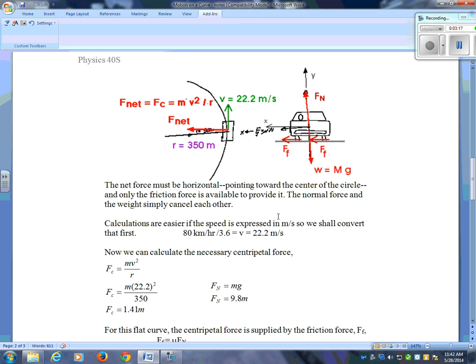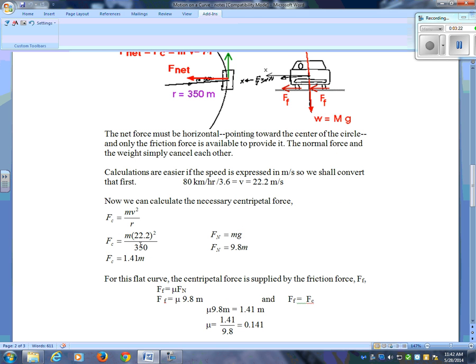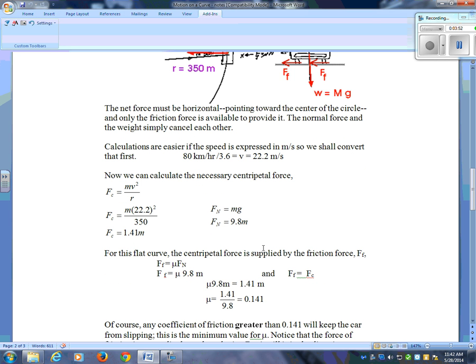Calculations are easier if expressed in meters per second, so there's the conversion, 22.2, and we get Fc equals m times 22.2 squared divided by 350, or 1.41 m. The centripetal force is 1.41 m, where m stands for the mass of the car. We got a problem here. Normal force is mass times gravity. We don't know the mass of the car, so the normal force is 9.8 m. Do you get the feeling that the m is going to cancel somewhere down the road? We hope so. For this flat curve, the centripetal force is supplied by the friction force, which is Ff.